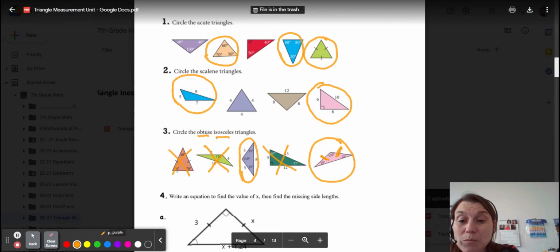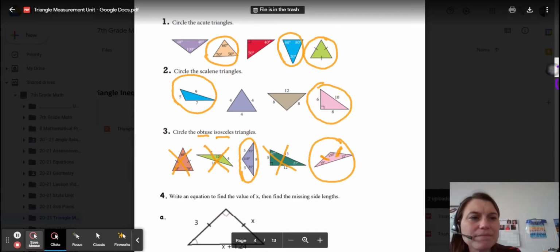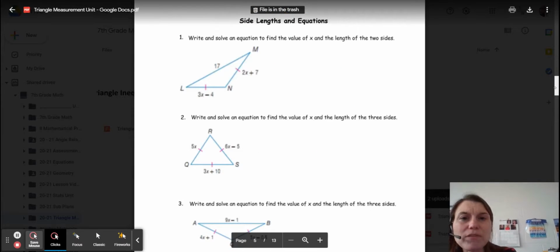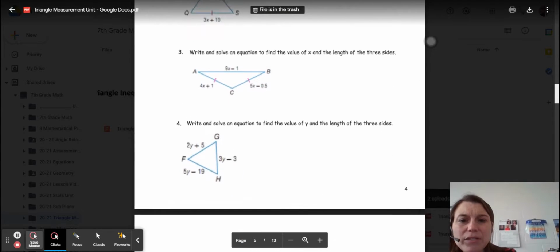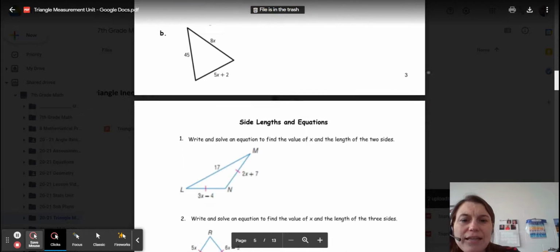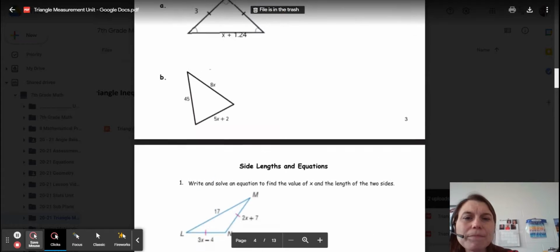Now what we're going to do is apply that concept of the side lengths being equal to equation solving. So you're going to see we get real complicated. So let me do the easy ones first as instruction, and then I'll pick some of the more difficult ones, and then we'll talk about how to do them.